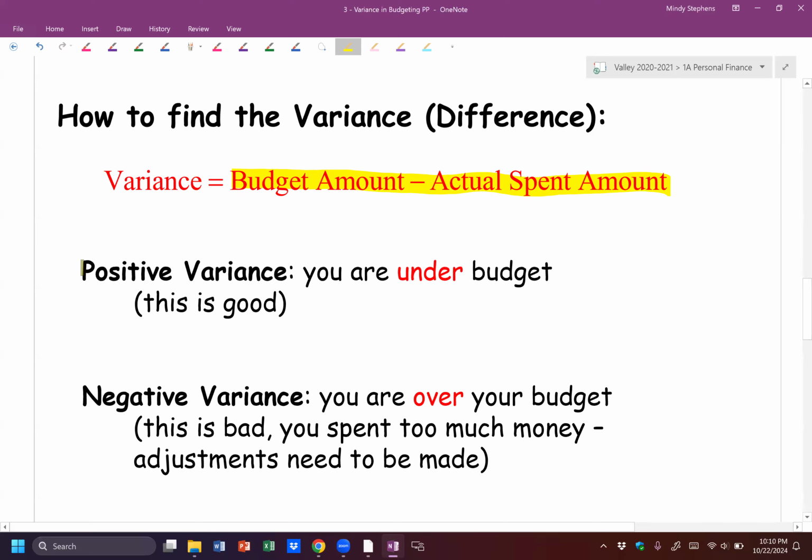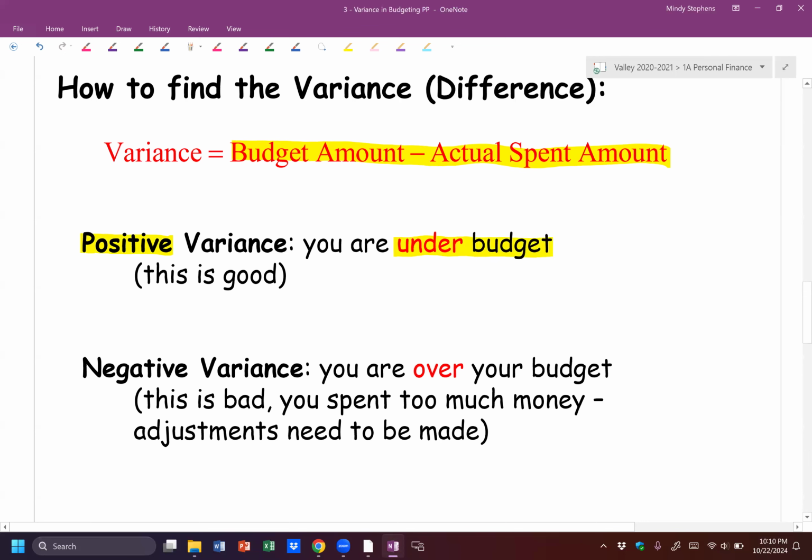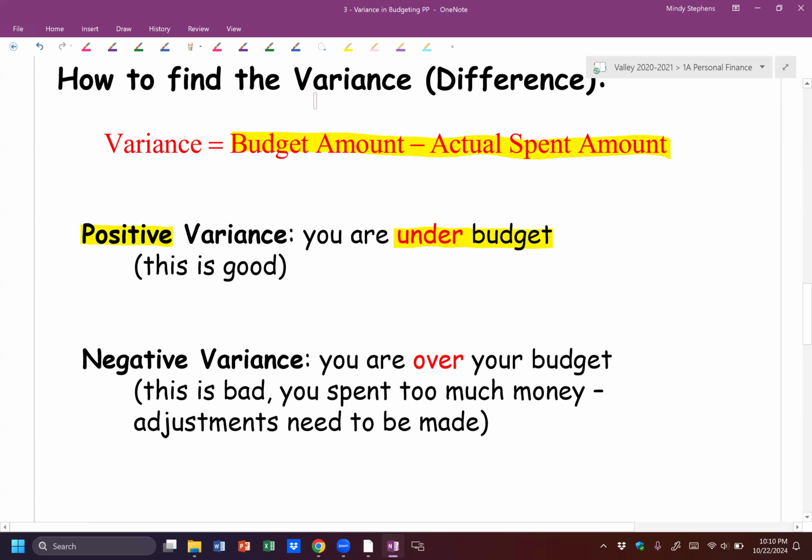If it's positive, that's good. That means you had money left over. You are under budget because you had money left over, so this is a good thing. If it is a negative number, that means you went over your budget and you spent too much money. So positive is good, you have money left. Negative is not good, you spent too much money in that category.